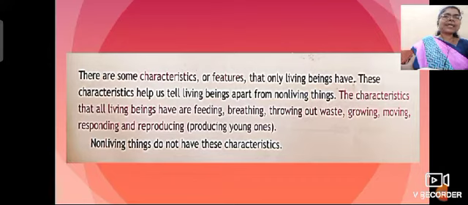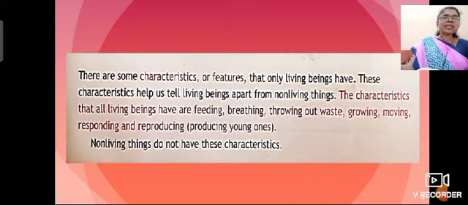And there are some characteristics or features that only living beings have. These characteristics help us tell living beings apart from non living things. For example, will your toys move? Will your spoon move by itself to your mouth? No. So, only living things have some characteristics.